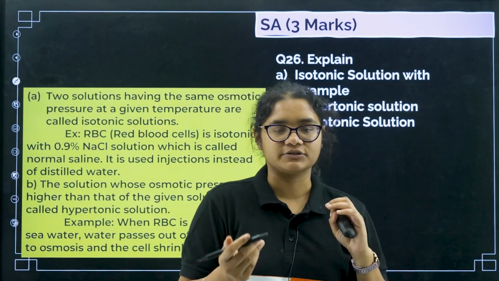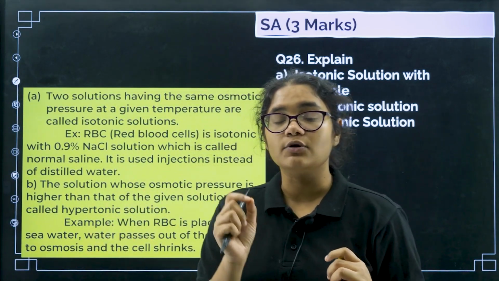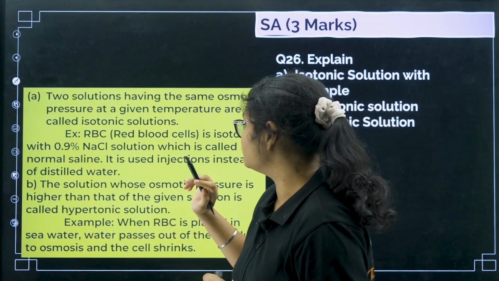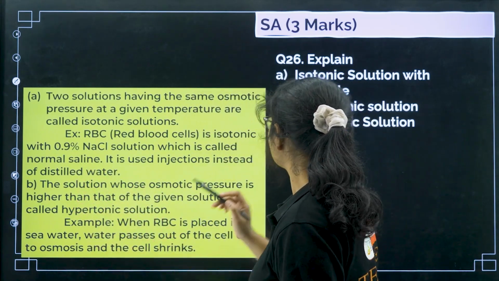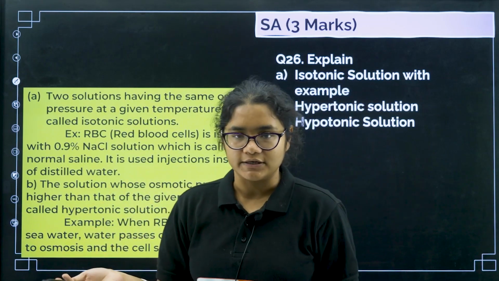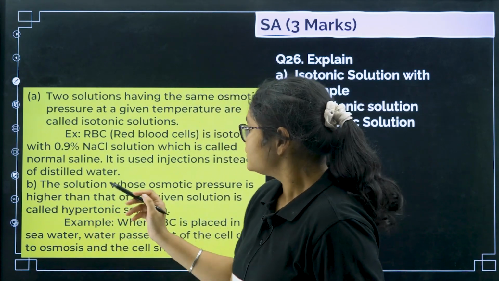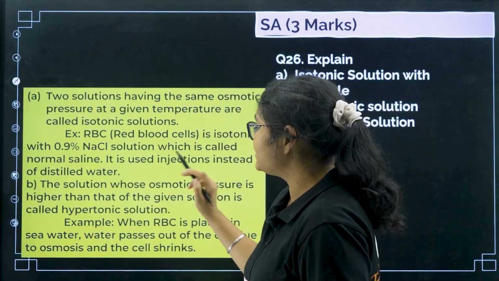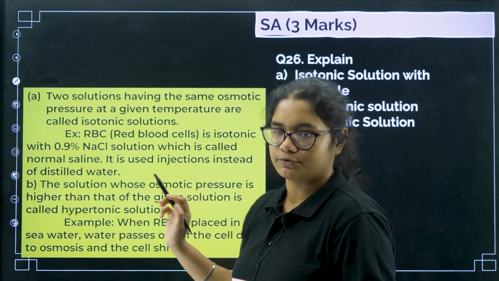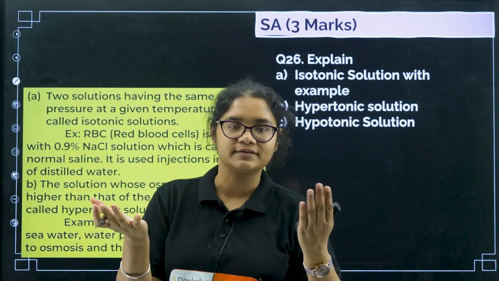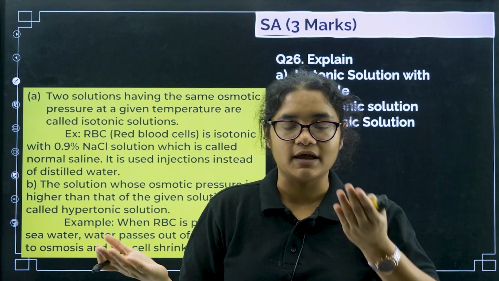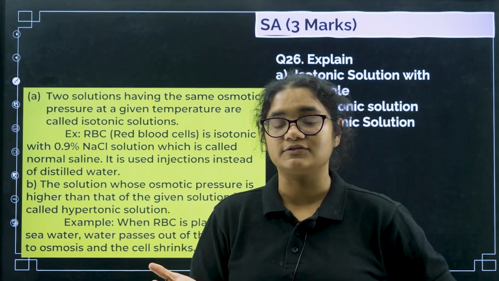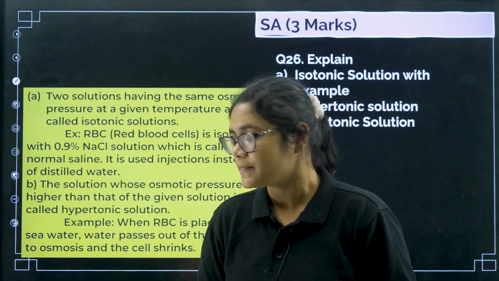Okay, so what is the pressure of RBC? It is equal to that of 0.9% NaCl solution. Now it is used in injections instead of distilled water. Okay, next, what is a hypertonic solution? Clear? It is the solution whose osmotic pressure is higher than that of the given solution. Suppose you have one solution A and another solution B. Solution A has a pressure of 5, another has more than 5, then that is called a hypertonic solution.